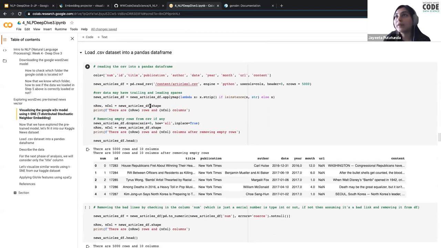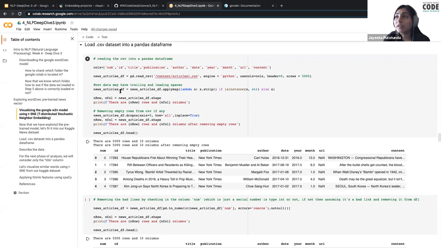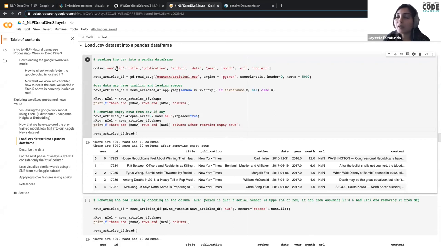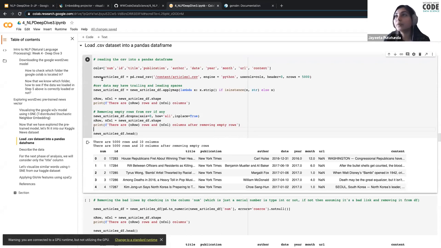So in the same way as we did for the last two sessions, we are utilizing the same data. We are loading the CSV into a Pandas data frame. Last week we included some cleanup methodologies. Like we saw, there might be some bad data when you're downloading from the Kaggle dataset, so this is just a way to clean it up.